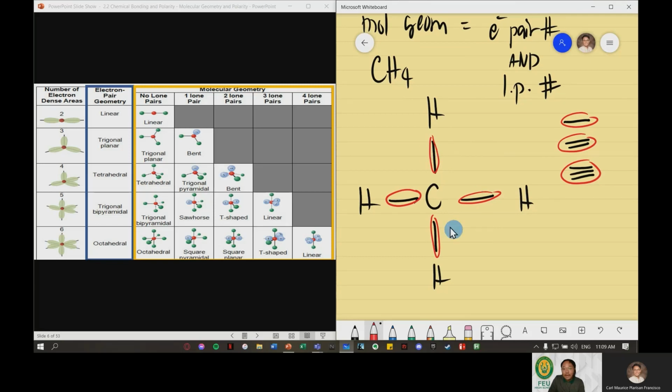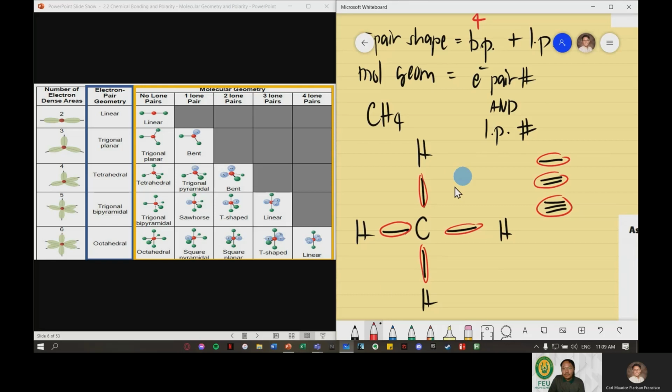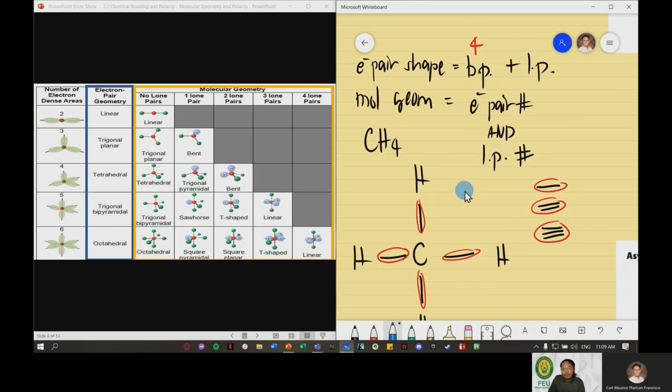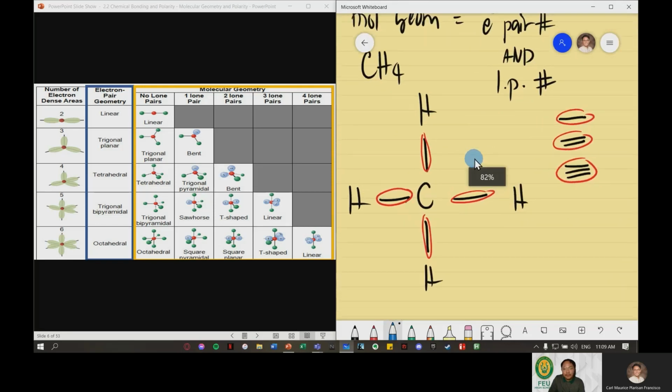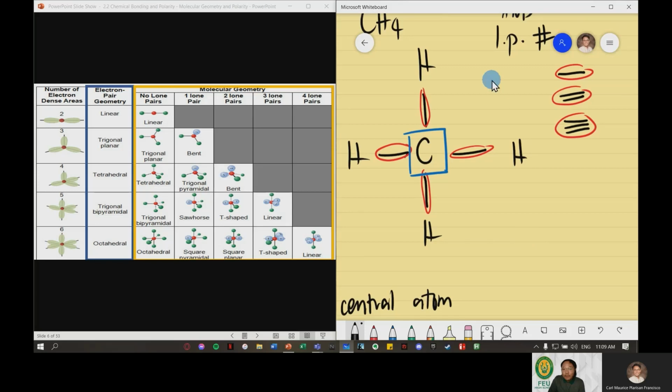Okay, so dahil meron tayong 4 na single bond, 4 na bonding pair. Next one, I shall count the lone pair, the pairs of lone pair. So you will look at the central atom. The central atom, once again, is carbon. Carbon doesn't have any lone pair. Malalaman mo po kung mayroong lone pair kung ganito po ang kanyang pagkakaguhit. Mayroong lone pair. Now we see carbon doesn't have any lone pair.